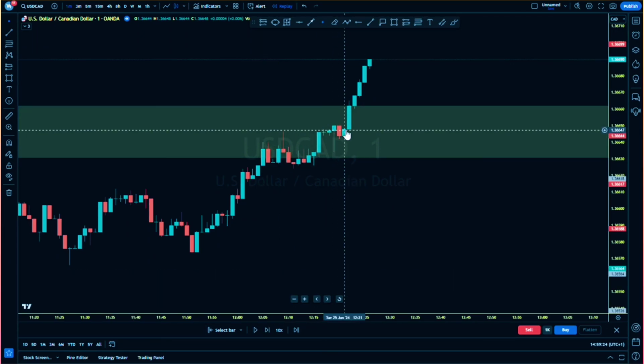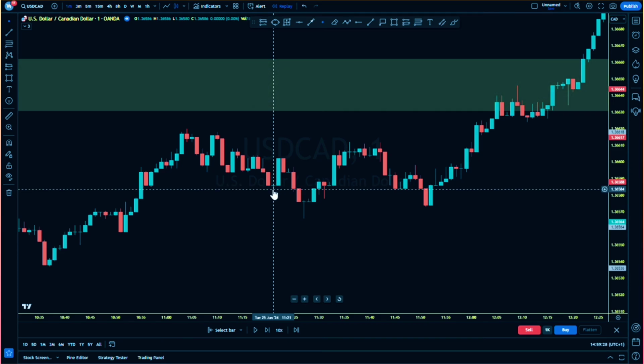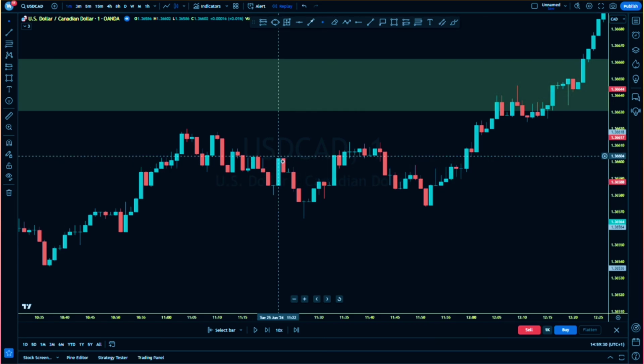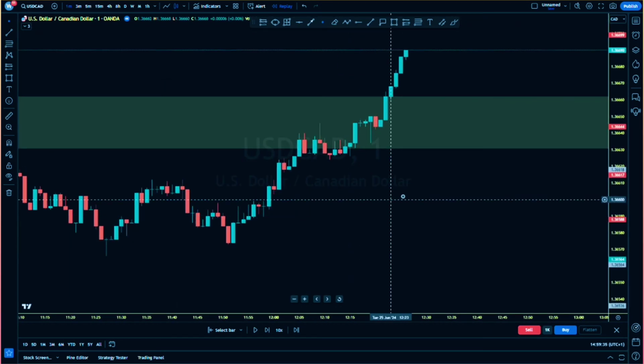That's why this one too is not valid. It's not a qualified swing. We want to see something like 2 consecutive bullish candles, a bullish candle and another bullish candle. That's when it is qualified. Bullish candle, bullish candle. That's what we want to see.